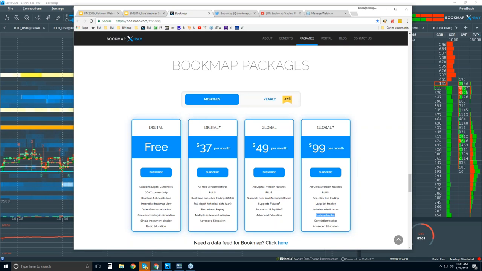Iceberg tracker, you're able to see where larger players have hidden liquidity using an iceberg order. They don't want to show their position in the order book, right? Some imbalance indicators as well as a correlation tracker here. All right.